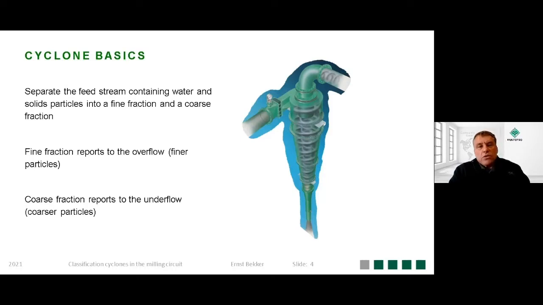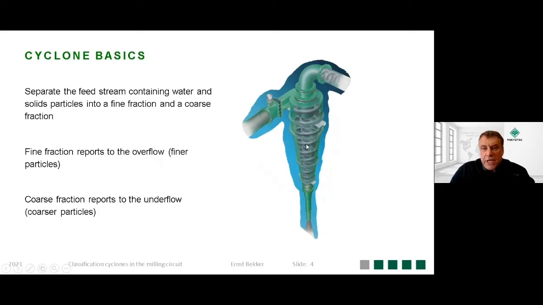The feed consists of water and solid material. Because it's introduced tangentially, a swirling motion, or rotational motion, develops inside the cyclone. Fine fraction of material migrates to the center, and it will then leave through the vortex finder. The coarser material migrates to the outside, and that leaves then through the spigot.